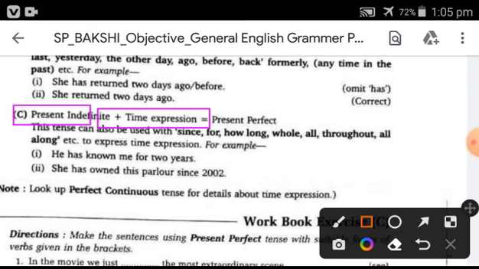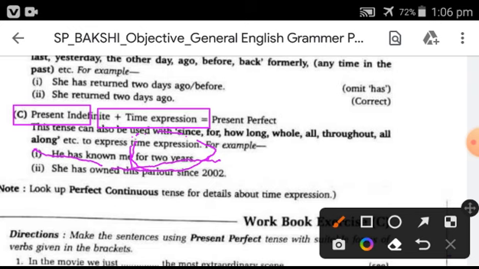He has known me for 2 years. Here also a time expression is used, but it is not a past time expression.